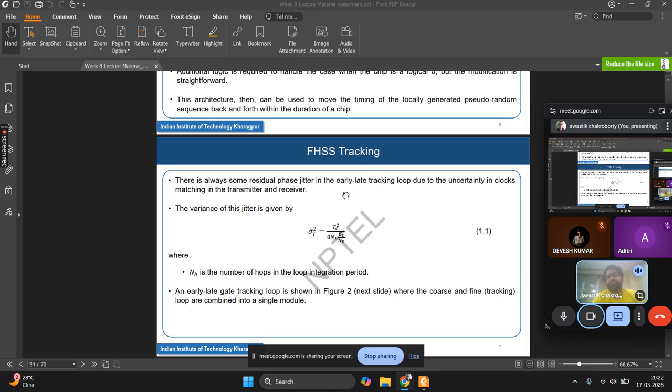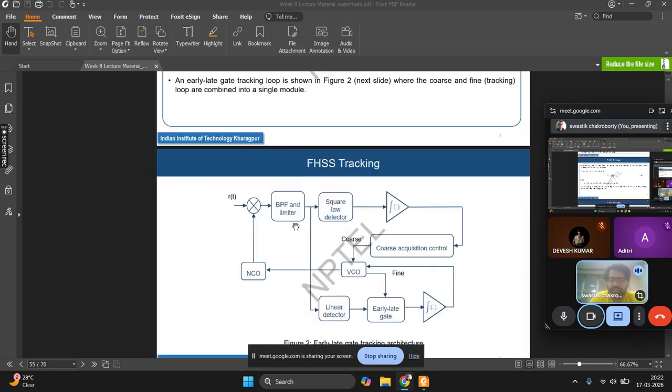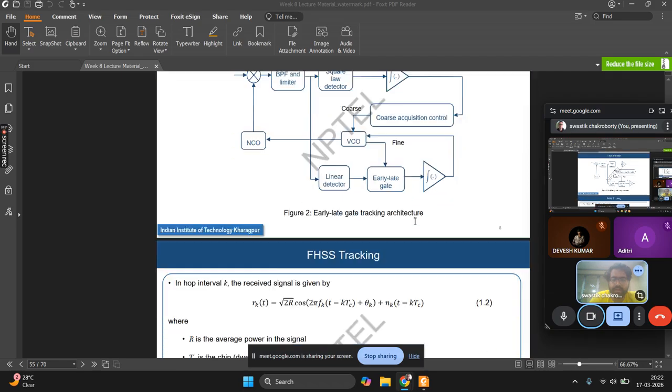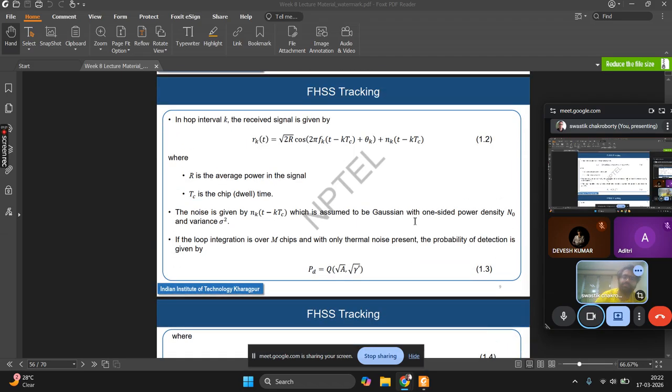There is always some residual phase jitter in the early late tracking due to uncertainty in clock matching. The variance of the jitter is given. Jitter means the variability in the sequence tracking. You are expecting the standard sequence clocks to have a particular timing, but they may be out of sync themselves. That will create a slight jitter. So the variance of that jitter is given here. So this is the early late acquisition tracking problem.